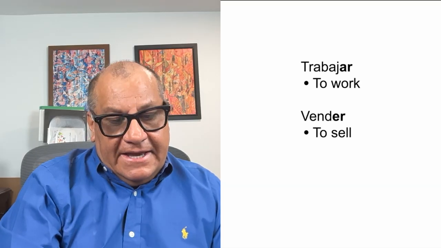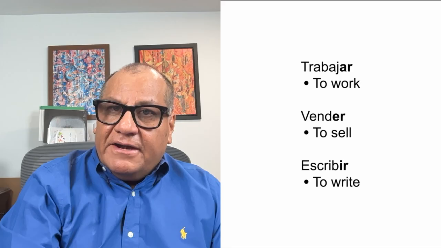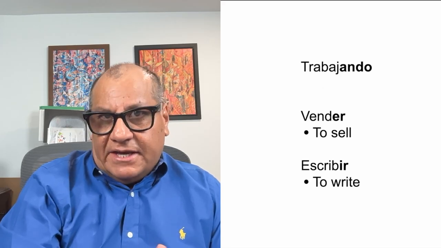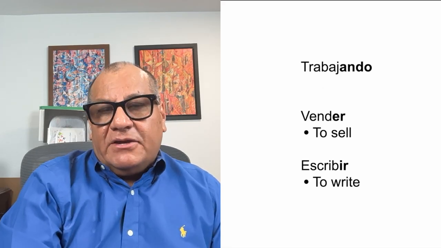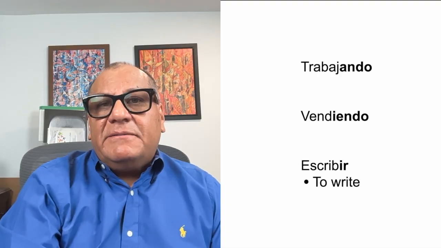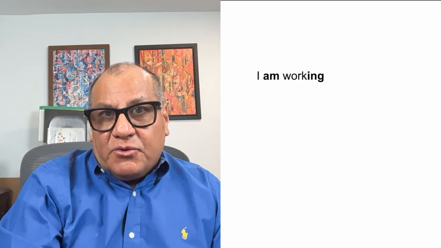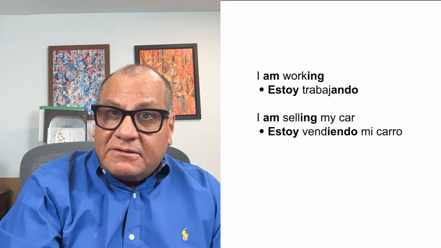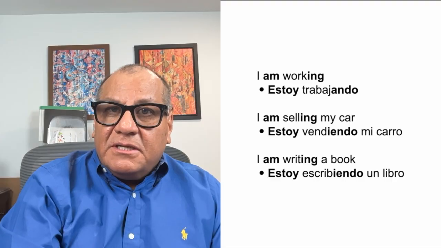Let's think about 3 verbs. Trabajar, vender, and escribir. Trabajar, AR ending, will become trabajando for the ing ending equivalent in English. Vender will become vendiendo, and escribir will become escribiendo. I am working, estoy trabajando. I am selling my car, estoy vendiendo mi carro. I am writing a book, estoy escribiendo un libro.